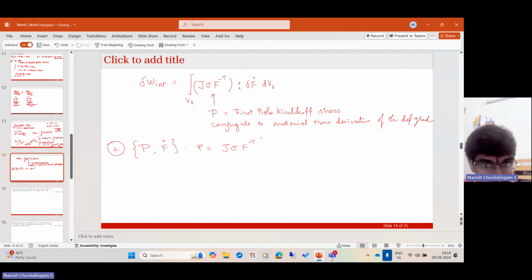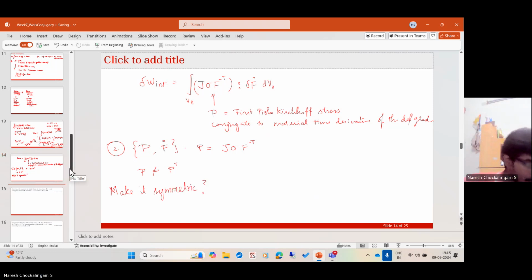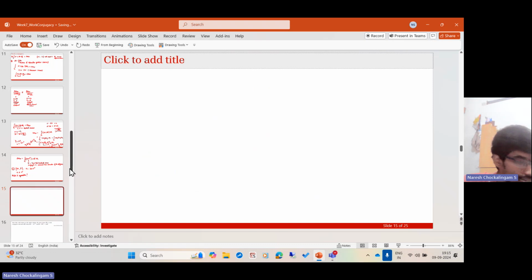Now, further, if you look at P, the first Piola-Kirchhoff is not symmetric. Right? You can quickly look at it. This is not a symmetric tensor. It can be made symmetric. How? This can be made symmetric by pulling the force back to the reference configuration.